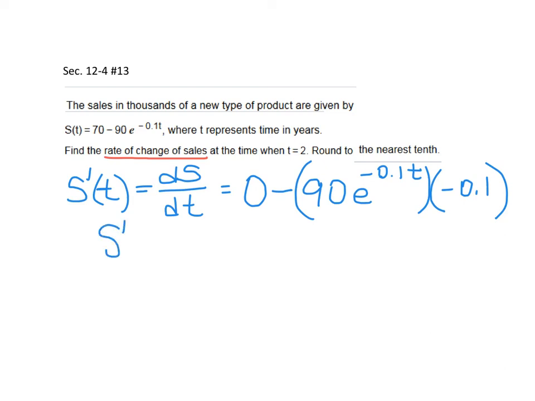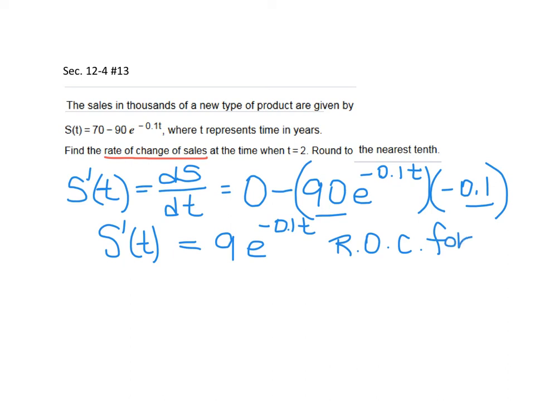So s prime of t, we'll leave out the 0. Subtracting and times negative is going to make our result positive, and 90 times 0.1 is 9, times e raised to the negative 0.1 t power. So this is our rate of change, and that's our rate of change for sales.